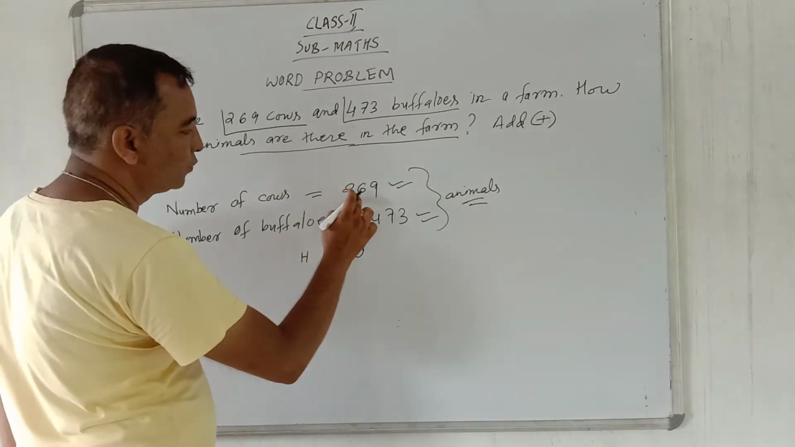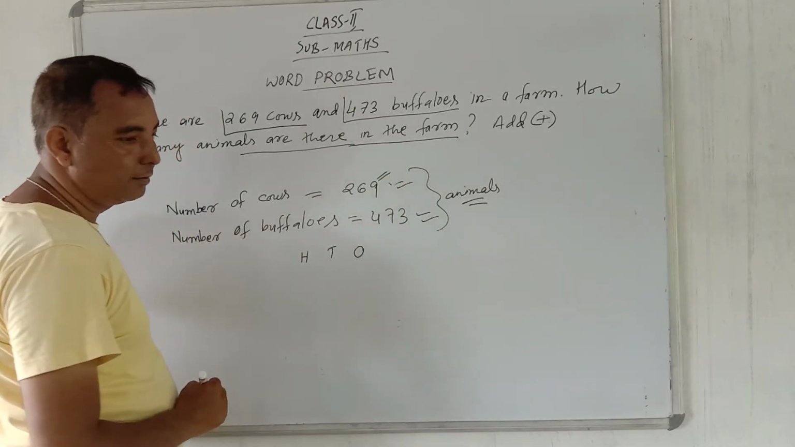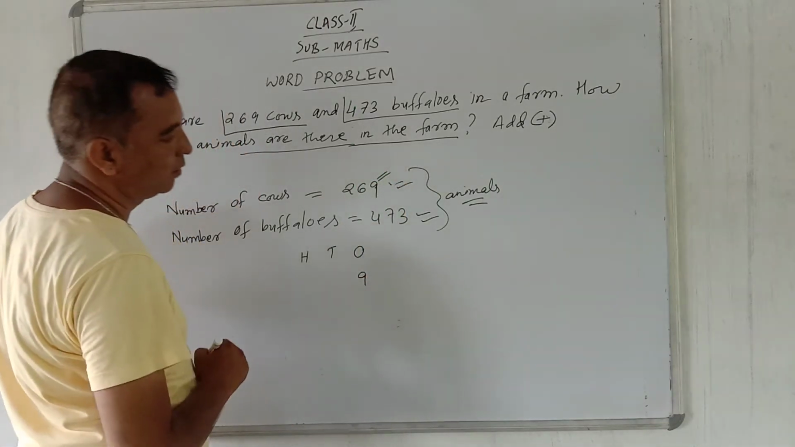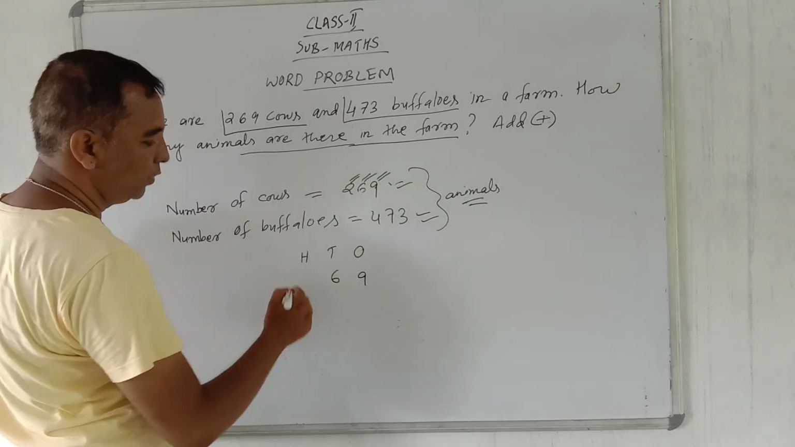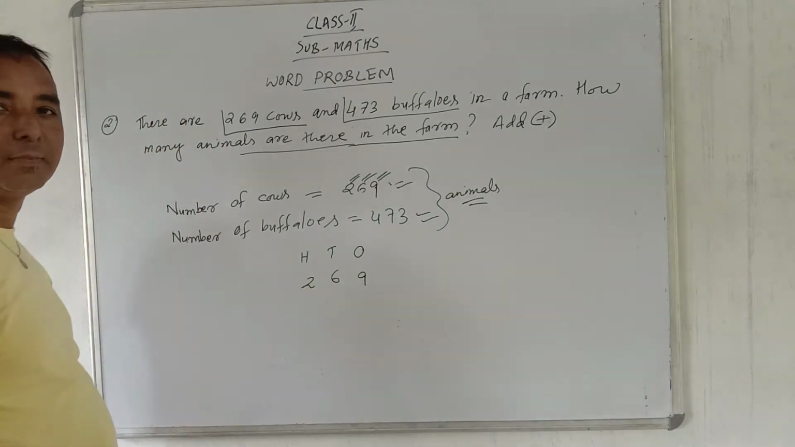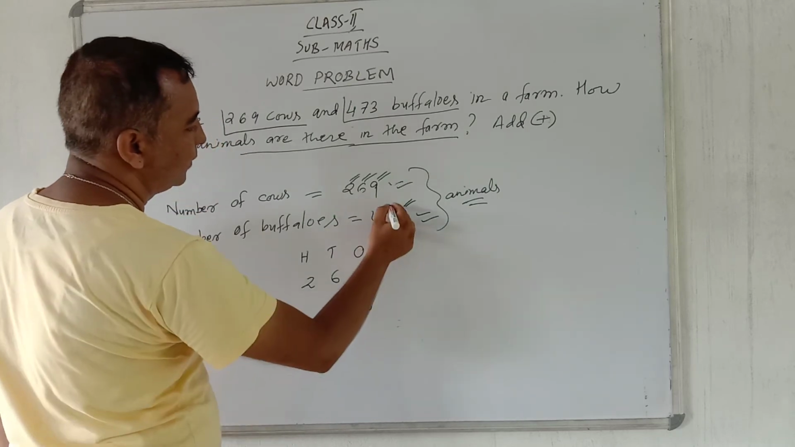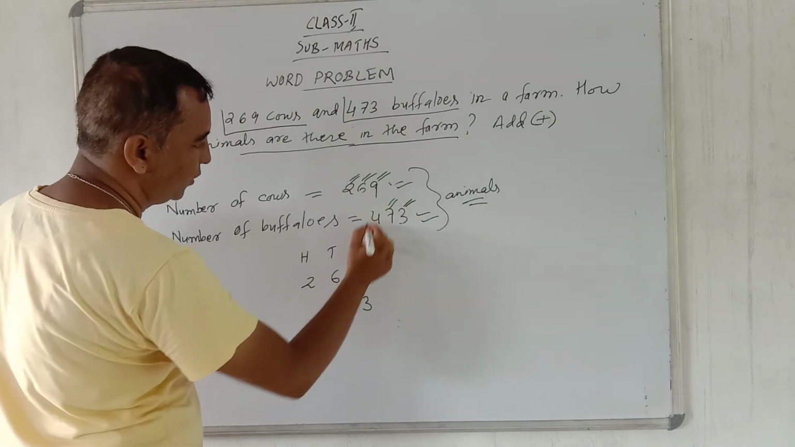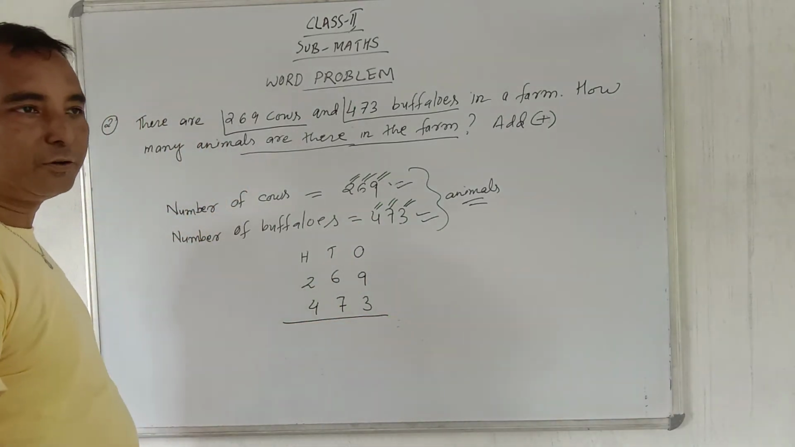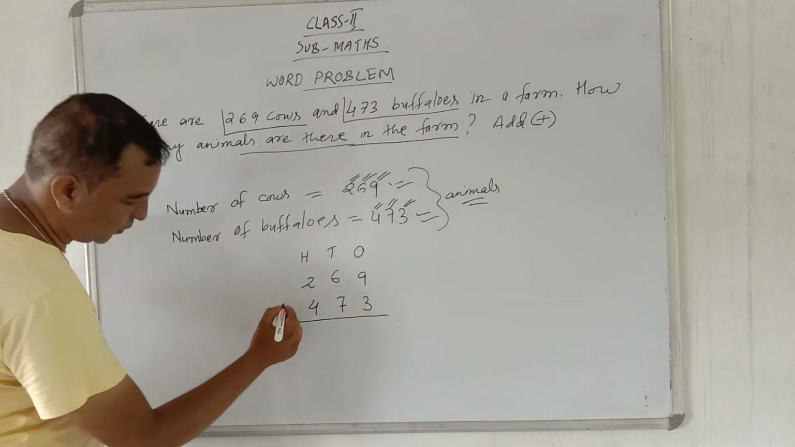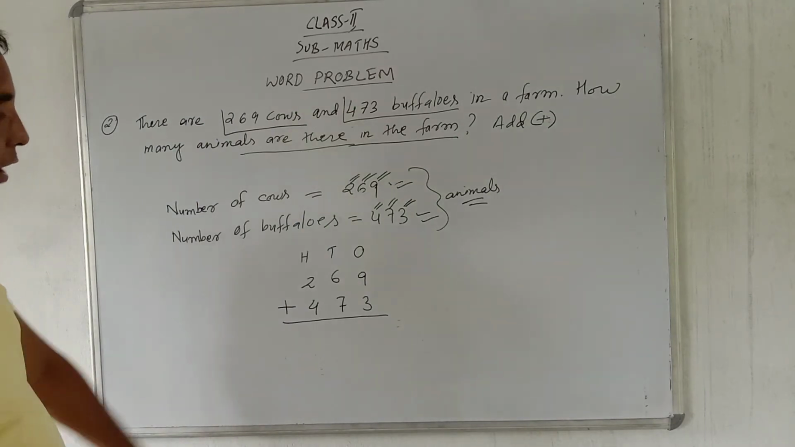Understood? Now, 2, 6, 9. 9 is in the ones place. 6 is in the tens place. 2 is in the hundreds place. From here, 3 is in the ones place, 7 in the tens place, 4 in the hundreds place. Now put a line here. And what did we forget here? We have to put a sign. Which sign? Plus sign.